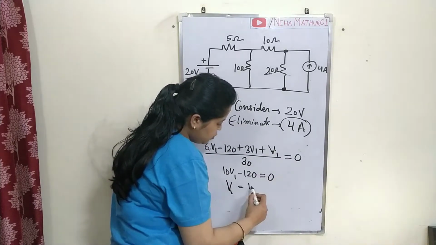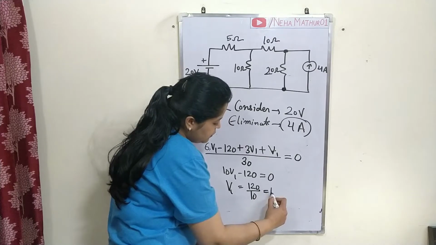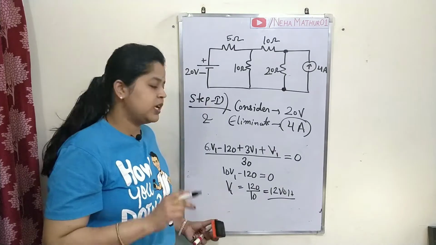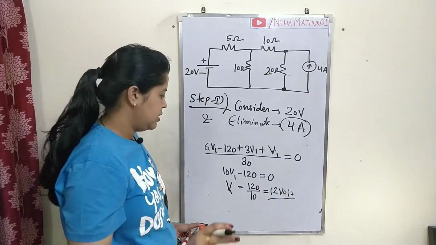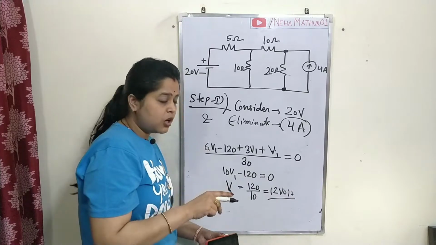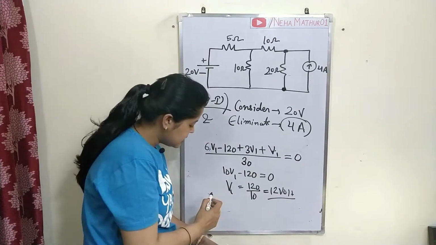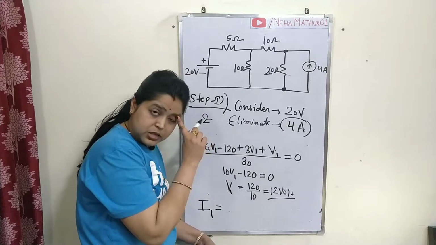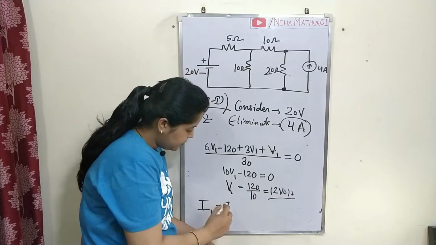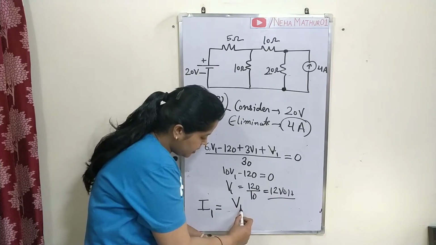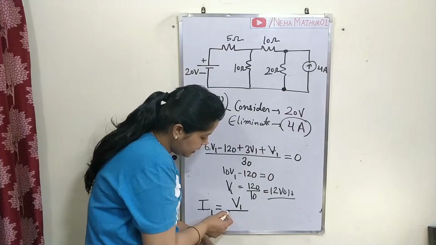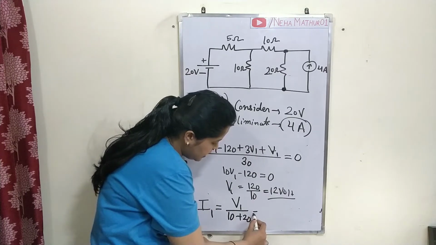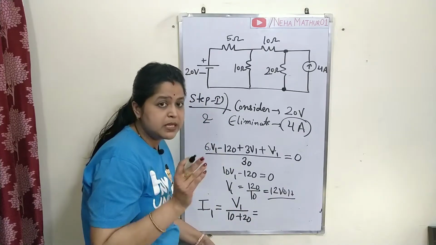Your V1 is equal to 120 divided by 10, so it will be 12 volt. You have a value of V1, that is the voltage across node V1. Now the task is not the calculation of V1, the task is to identify the current flowing across the 20 ohm resistance. So the current will be the voltage at that point divided by the resistance, and the resistance is 10 plus 20 because 10 and 20 are in series, so the current will be the same.